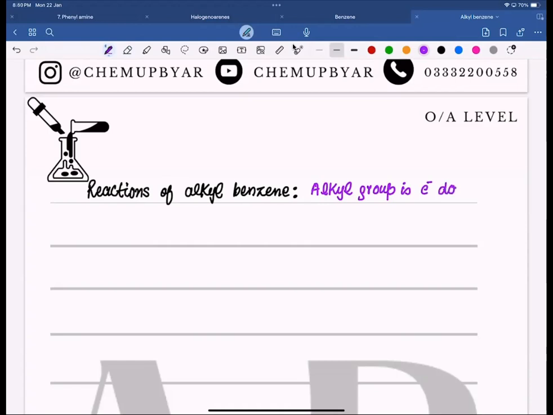Alkyl group is electron donating in nature. See, that's what we have studied in AS for a carbocation. It gives the positive inductive effect. It induces the electron towards the positively charged carbocation to reduce its positive charge density. So it is always electron donating in nature. So when it is bonded to a benzene ring, it also provides electrons to the benzene ring.